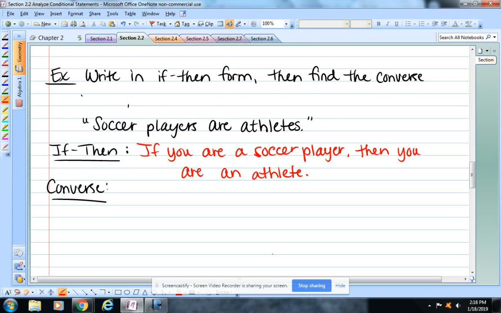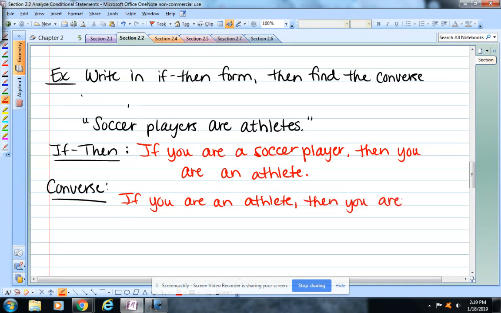So, usually if you write something in if-then form, you kind of go in order. We mentioned soccer players first, so we want to put that first in our hypothesis. Then you are athletes. It came last, so we want to put that in the conclusion. So when you're writing your if-then statement, go in the order in which they've mentioned everything. Okay? So, remember for a converse, we swap the order. Boom. So what do you think we're going to say first for the converse? If you are an athlete, then what? Then you are a soccer player.